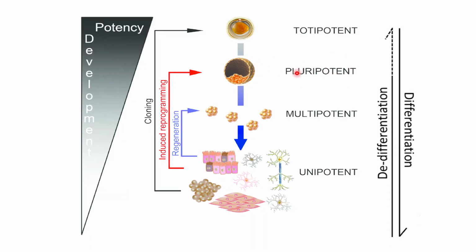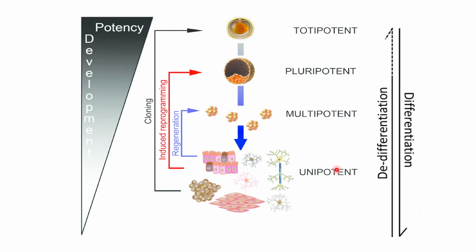Thereafter, as the potency of these cells goes on decreasing, they will become multipotent. An example of a multipotent cell would be the hematopoietic stem cell, which can give rise to all kinds of blood cells in the body. The multipotent cells will only be able to form cells of a particular lineage. So as you see, the potency of cells goes on decreasing, that is, their ability to give rise to other kinds of cells goes on decreasing. And then at the last we have the unipotent cells.